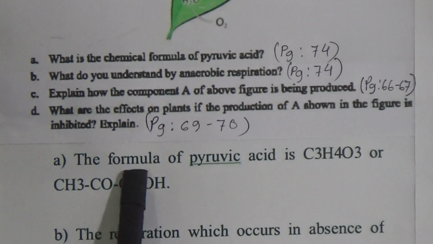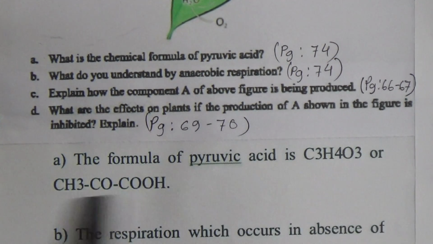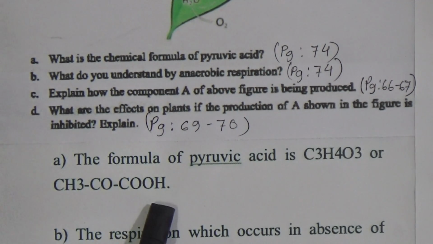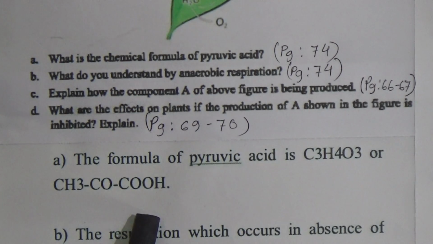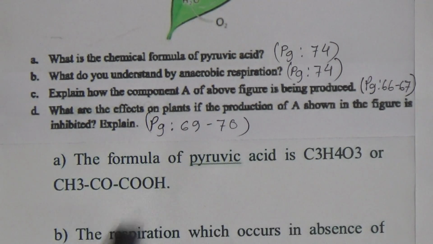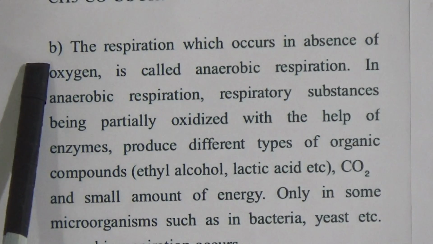Now the answers. The formula of pyruvic acid is C3H4O3 or CH3COCOOH. This is the formula of pyruvic acid, and this is given in your book. You can write this portion also. Now come to B. The question is, what do you understand by anaerobic respiration?